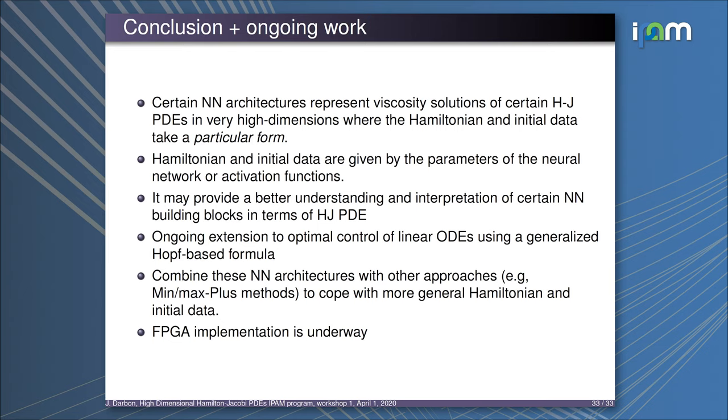I have a question. I understand the direction that you are going, what you just said, of having networks that would solve exactly certain Hamilton-Jacobi equations. Do you have any idea on how to go in the other direction?